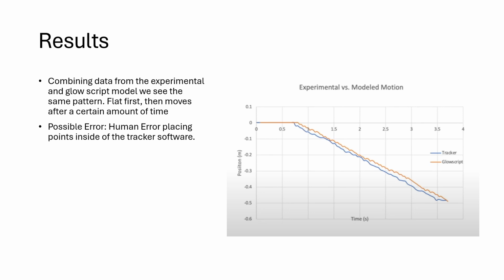Moving into the results of this experiment, combining the data from the experimental and GlowScript model, we get the same pattern, which is it's flat at first, and then moves into a slope after a certain amount of time. And we're going to have the possible error here of missing just accidental points inside the tracker software.